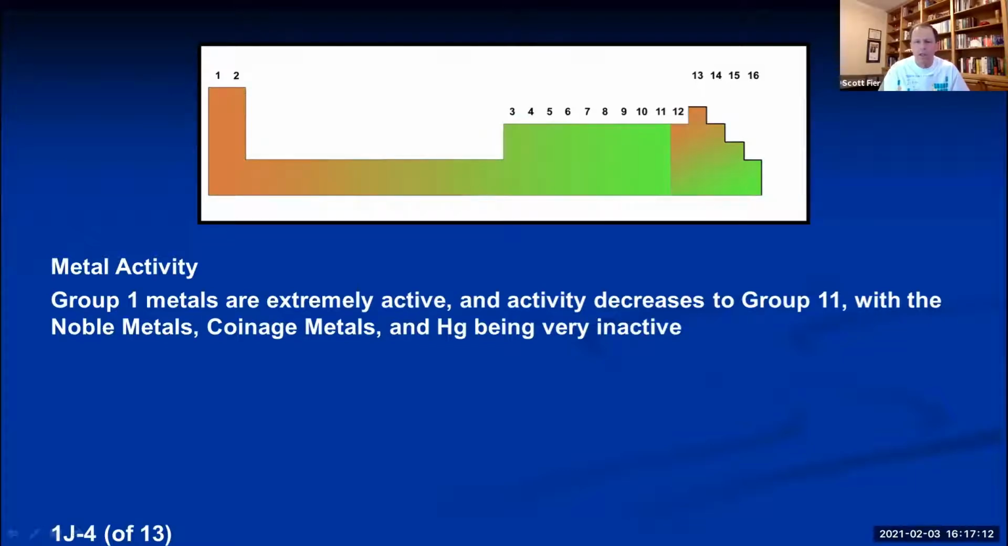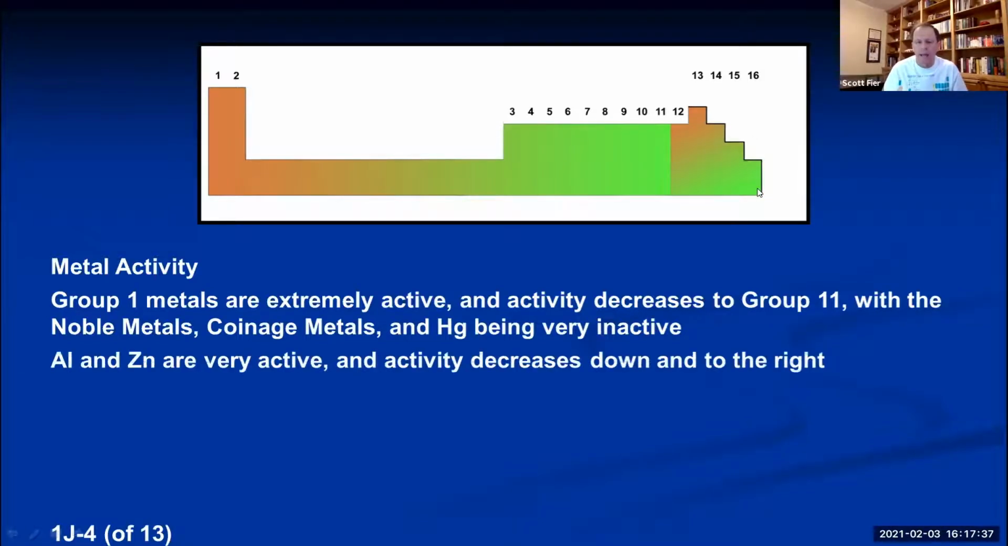Okay? So the trend in metal activity looks like this. So Mr. Martinez, watch the color coding. Orange means really, really reactive. So they get less and less reactive till they get to column 11, least reactive of all because it's green. Then past column 11, boom, these are really orange. Zinc and aluminum are really reactive. They get less and less reactive going down and to the right, and that's the trend for metal activity.